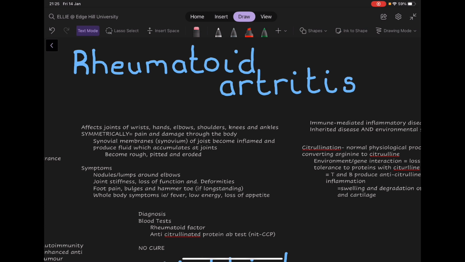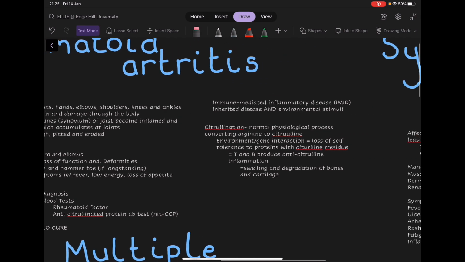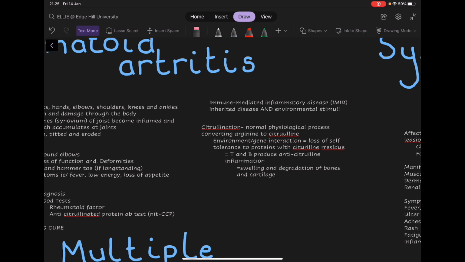Some symptoms are nodules and lumps around the elbows, joint stiffness and loss of function and deformities, foot pain, bulges and a hammer toe, and then some whole body symptoms are fever, lack of energy and a loss of appetite. It is called an immune-mediated inflammatory disease, and it can be caused through inheritance and environmental stimulus.